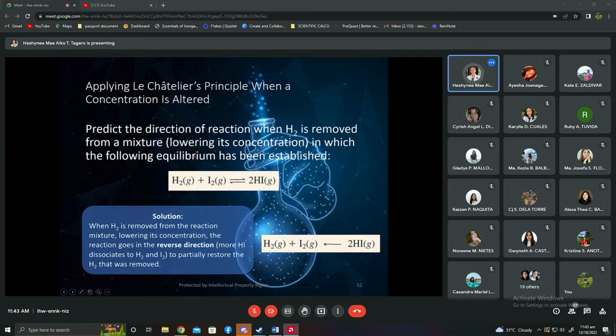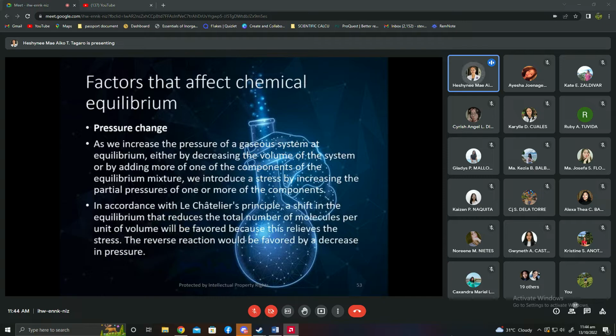Another scenario, ma'am: what if you remove a product? If you remove some of the HI here, then of course your reactants need to be converted to your products to compensate for the removal of the product. I hope you understood. Changes in concentration are easy. Okay? Next. What about pressure change?